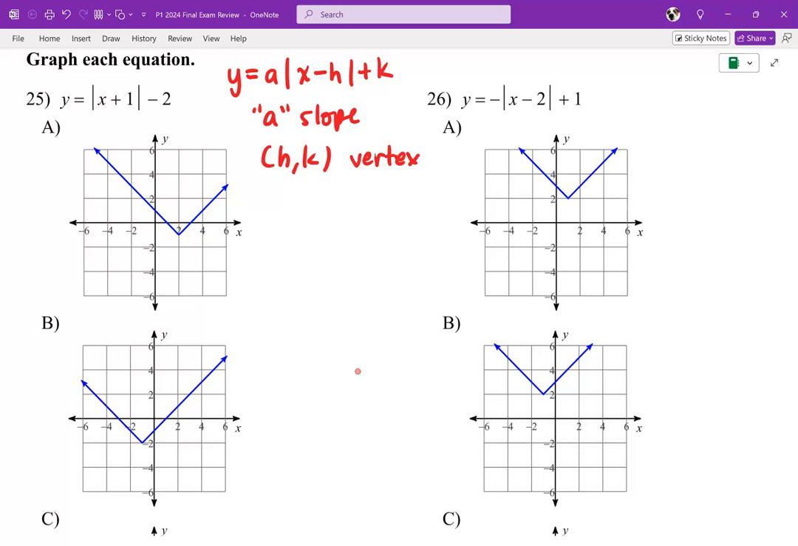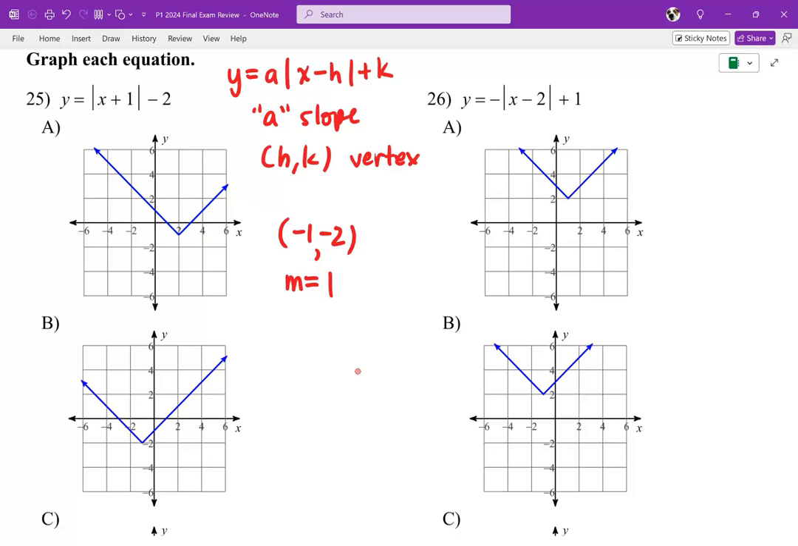So what is my vertex for this problem right here? What's my hk? -1, -2. And what's my slope? It's the number in front of the absolute value. If you don't see it, it's 1. So my slope is 1 up, 1 over. But most importantly, -1, -2.